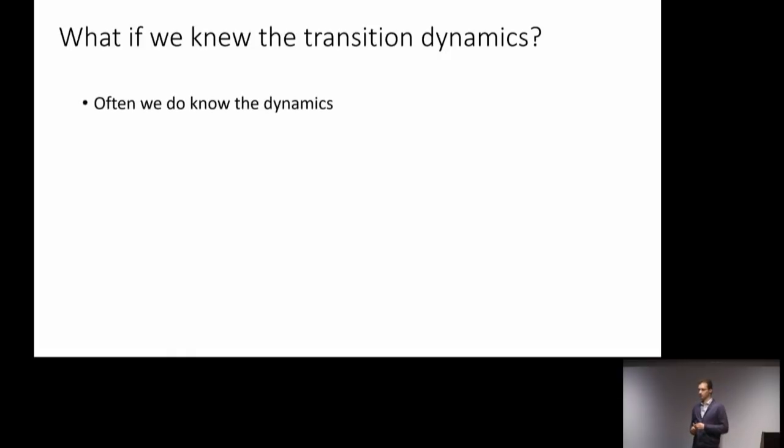That's not a very unusual situation. There are actually very many problems where we do know the dynamics. For example, if you want to play a board game, if you want to play chess or Go, you know the rules of that game. It's governed by fairly simple rules that you can write down on a sheet of paper. You can implement them in a computer, so that's a setting where the dynamics are known.